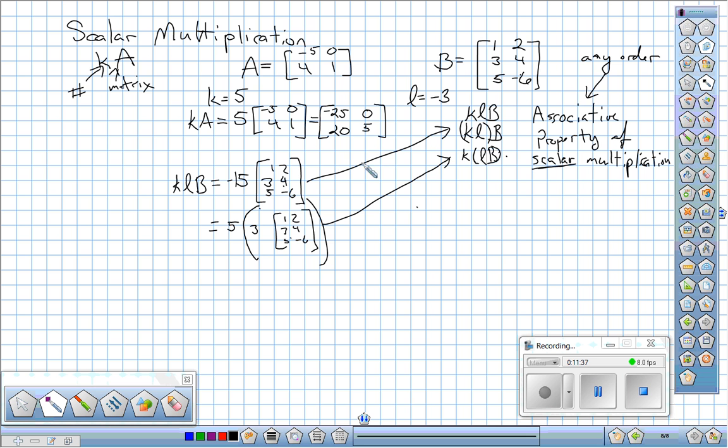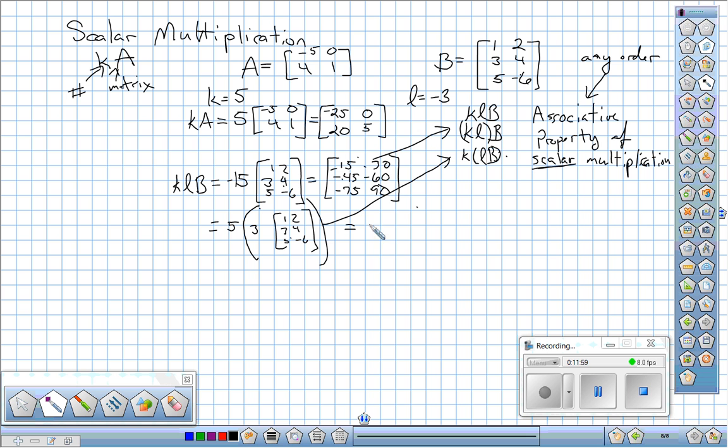If I were to do it this top way, I would have negative 15, negative 30, negative 45, negative 60, negative 75, or positive 90, and I don't have to write the plus sign.